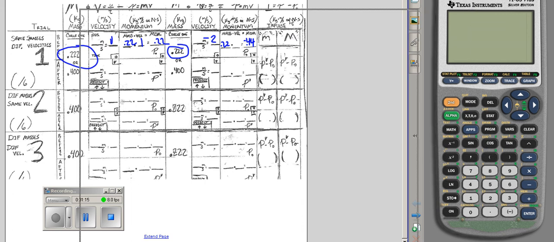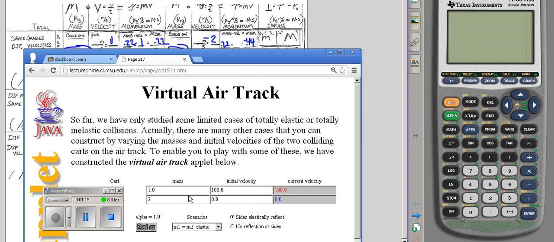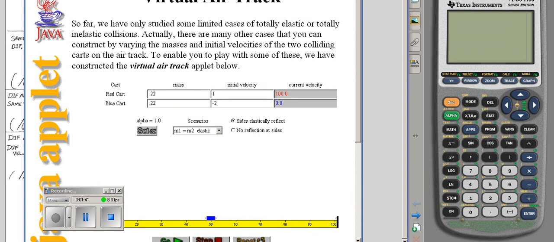So then let's go ahead and throw it into the simulator and see what that gives us for our answers here. So I bring the simulator in here, and then I can change my masses to represent what we picked. We picked 0.22 for the mass here, and then also 0.22 for the mass here. The initial velocity was 1 and -2, and then we can go ahead and have the simulator create the collision.